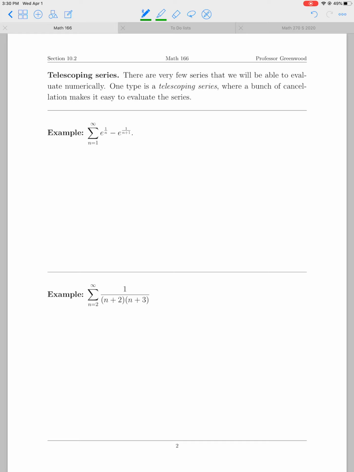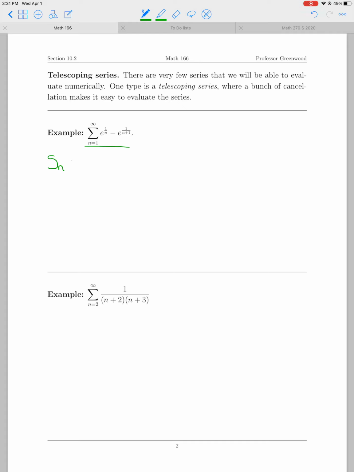Let's start with this first example, where we have the sum from n equals 1 to infinity of e to the 1 over n minus e to the 1 over n plus 1. We already know that the definition of an infinite series is that it is the limit of the partial sums. So the way we're going to start evaluating this is by writing out a formula for the nth partial sum. Again, that's notation for the sum of the first n terms in this series.